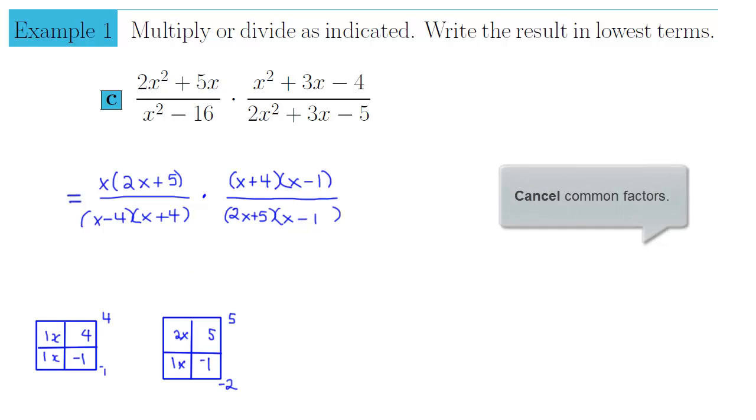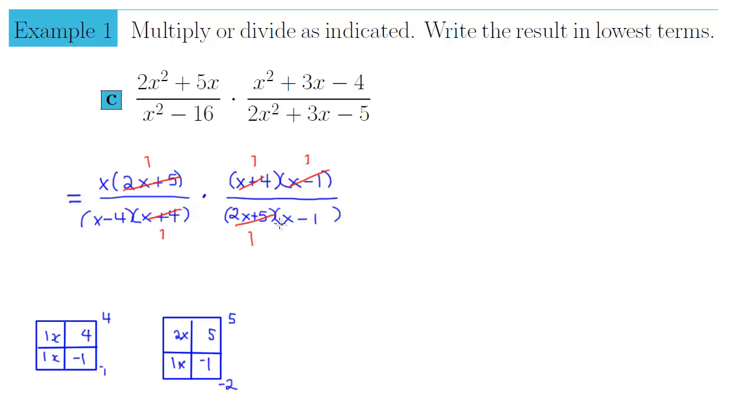Now we need to cancel any common factor from numerator and denominator. So let's see. This x can't be canceled with anything in the bottom, but the 2x plus 5, notice that factor appears here in the numerator and here in the denominator, so that can be canceled. x plus 4 can likewise be canceled from numerator and denominator. And x minus 1 can cancel from numerator and denominator, leaving us with 1s in every position.